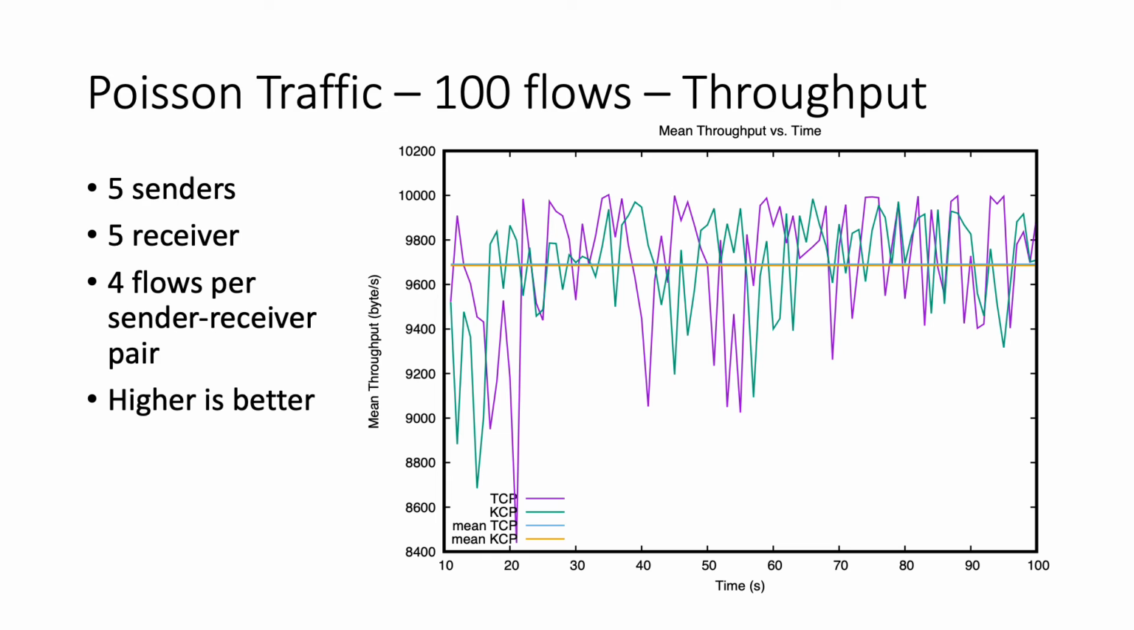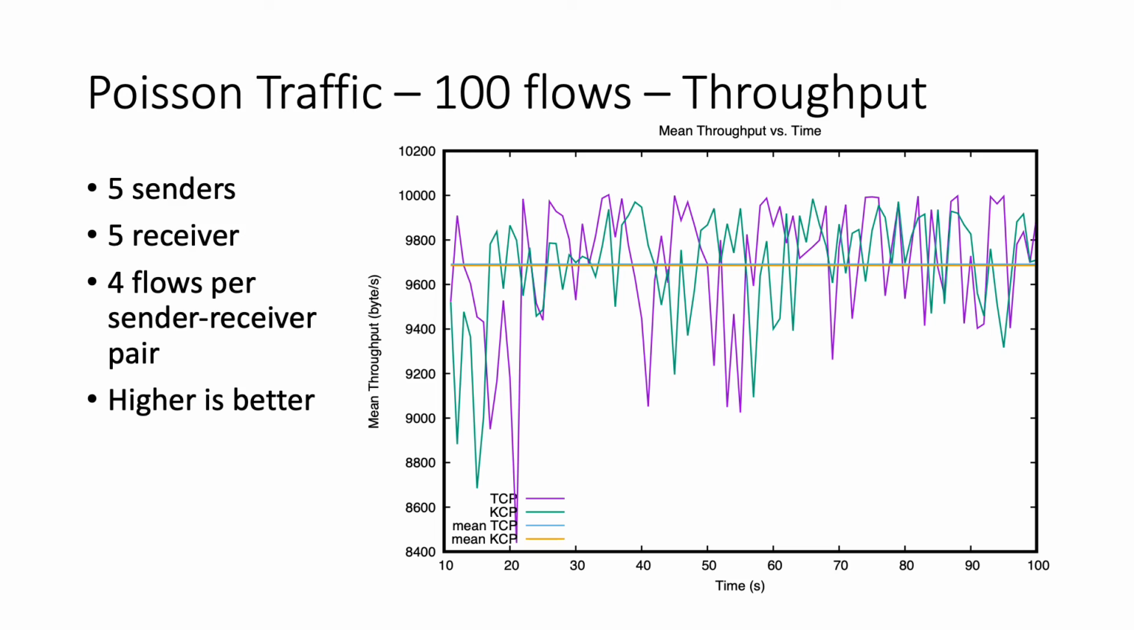Now, right off the bat, we see one difference between the infinite source model and the Poisson traffic model. We see that TCP's average throughput is not at the 10,000 bytes per second mark. And this is actually something we would expect. The Poisson traffic model doesn't necessarily saturate the link at all times. It is a bit more bursty. So there are times when we see the throughput of TCP and KCP reach 10,000 bytes per second. That is the bursty traffic.